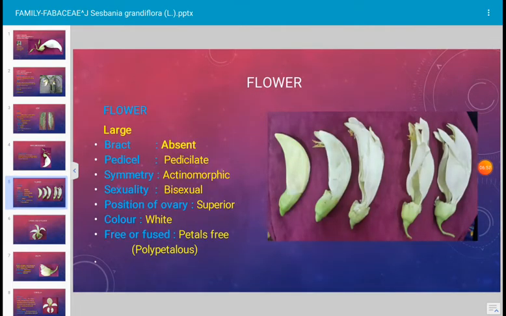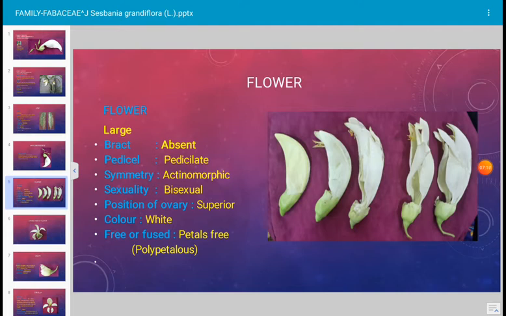This is the flower of Sesbania. It is white colored and very beautiful. It always grows in a hanging position on the branches. It is a large-sized flower and bract is absent in the flower. At the basal region there is no bract.